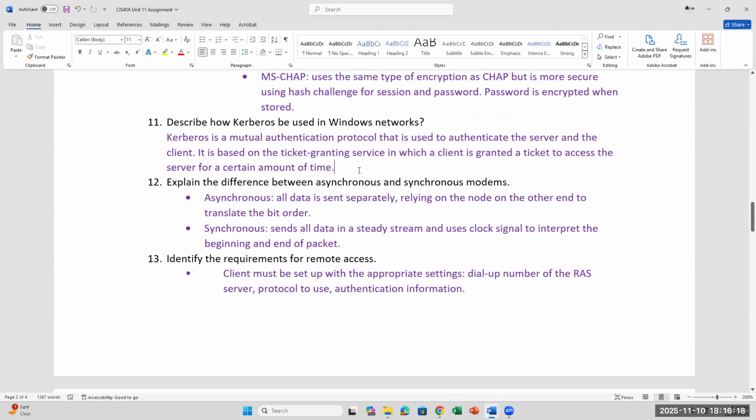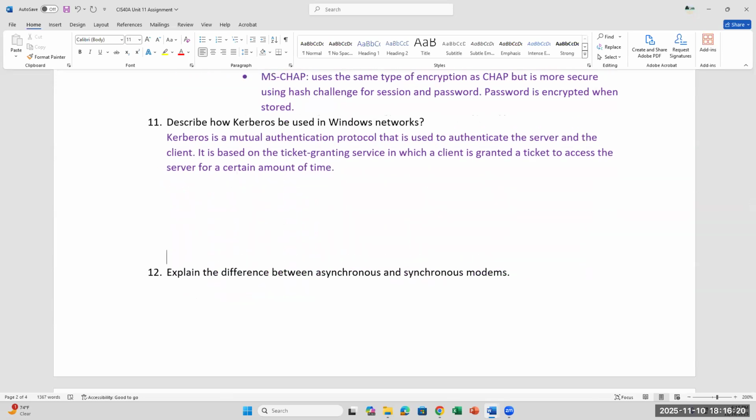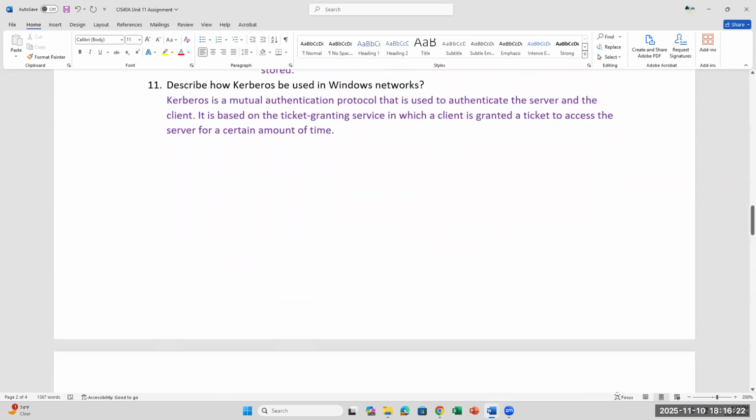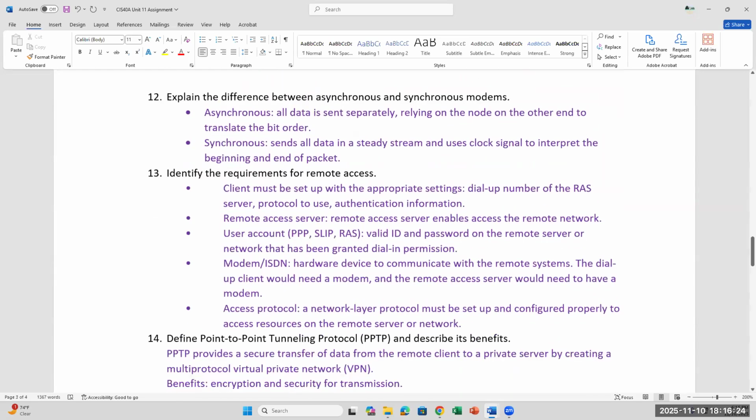Okay, let me move 12 down so we can see the next part. We're almost done. Just a few more. I know it's a little lengthy in the answer.